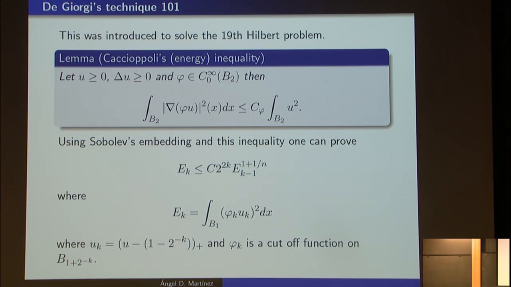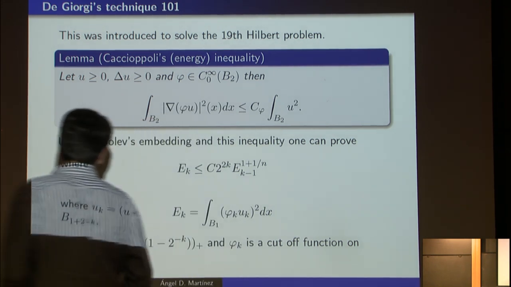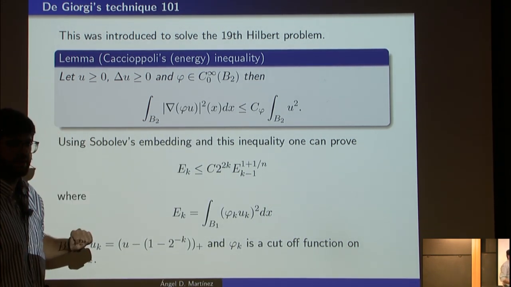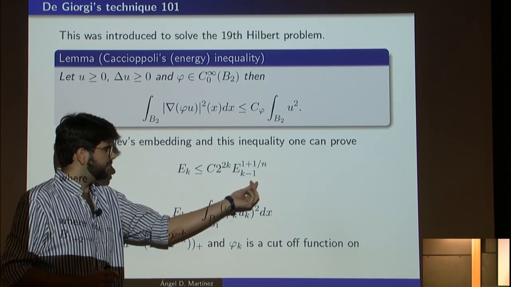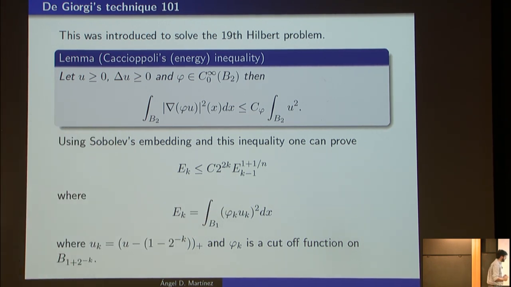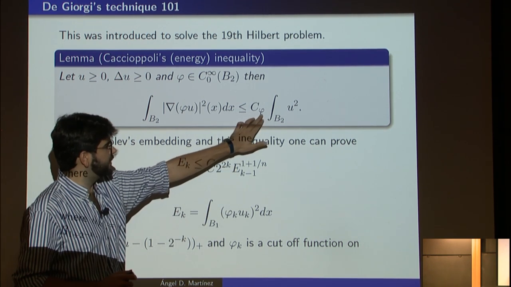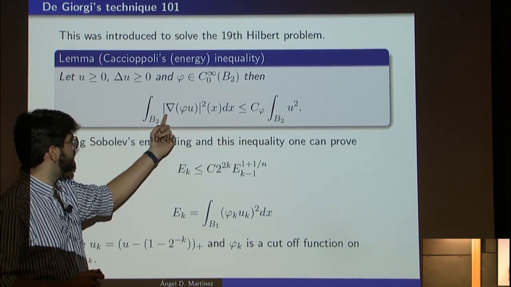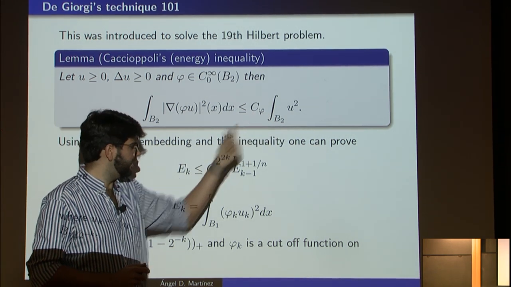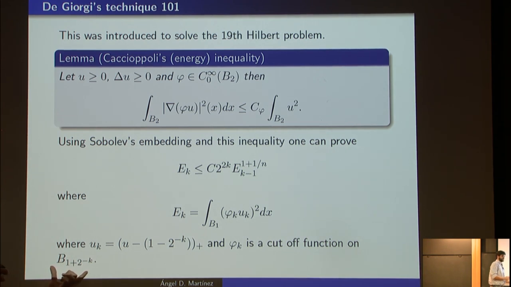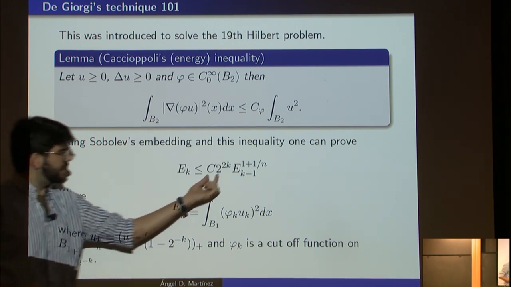The method is based on the fact that you can prove this kind of inequality, using the energy inequality and Sobolev embedding in a clever way. Then you prove this thing. Let me mention a few things. Here the constant depends on phi, and as you can guess, here we have a derivative, the gradient of phi. Because phi is a cutoff function in this ball that is really close to 1, but only 2 to the minus k thick, the gradient is going to be like the inverse of that distance, which is like 2 to the k. That accounts for this 2 to the k.